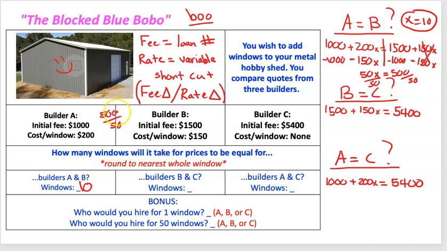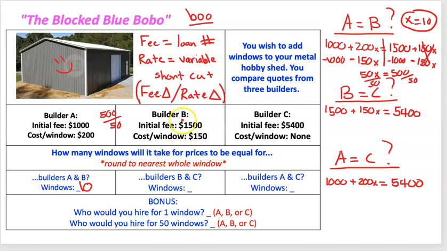Weird. 500 divided by 50. Boom! Instantly calculates the 10. Notice our last move over here. That's what the algebra does. The algebra finds the difference in the fees and divides by the difference in the rates. So when you're doing these comparison problems, this is a very, very powerful shortcut.